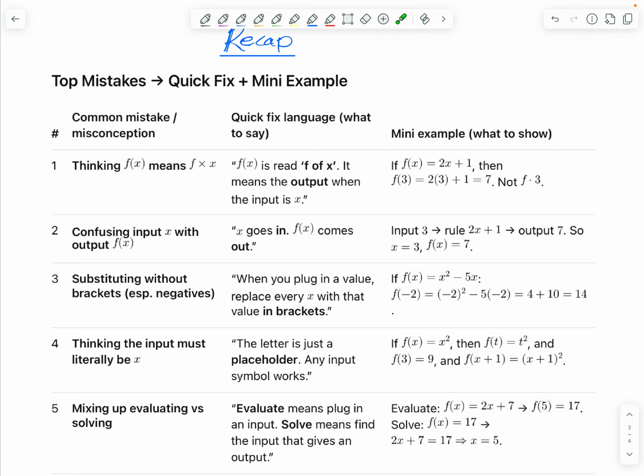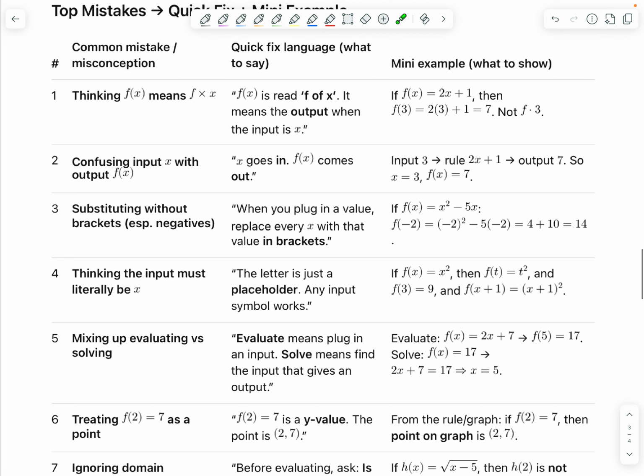But I'm doing something like solving when I give you an output. Let's say f of x is equal to 17. So now you're going to use the rule, 2x plus 7 is equal to 17, and you're trying to figure out what x is now. So you're going to subtract 7 from both sides and divide by 2 to get x equals 5. So that's solving versus evaluating.